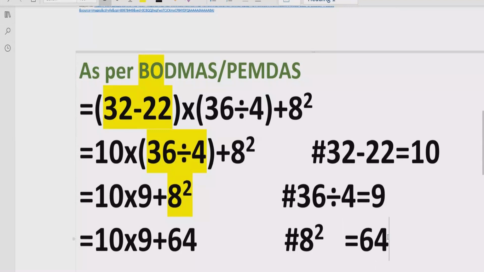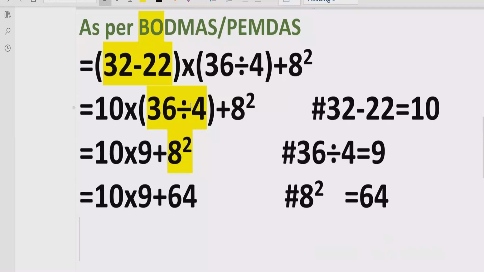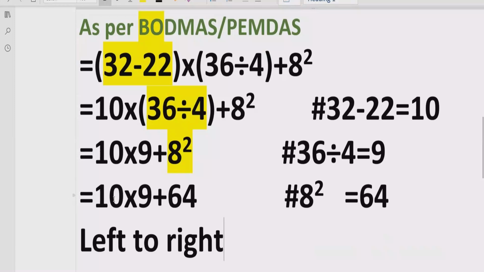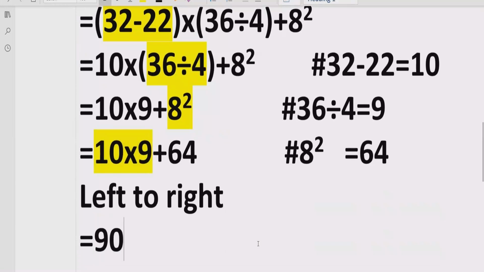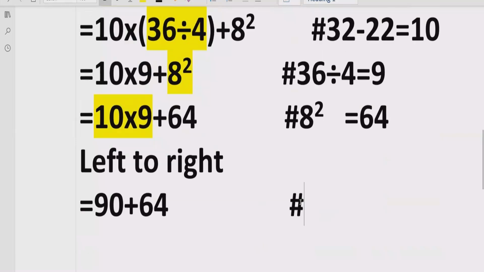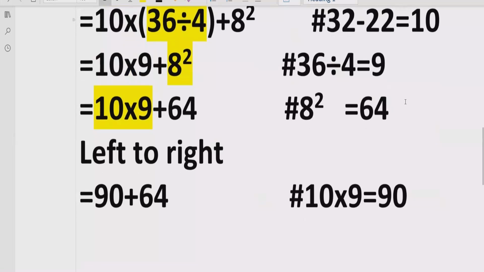Okay, now move forward. Step number 3 is find out division and multiplication. So what we will do, we will go left to right in our expression and find out division and multiplication. So here we have 10 multiplied by 9 equals 90, plus 64. Now move forward. We have here two terms which are being added to each other. So we will add both of them and get the answer 154. So the answer of the given expression is 154.